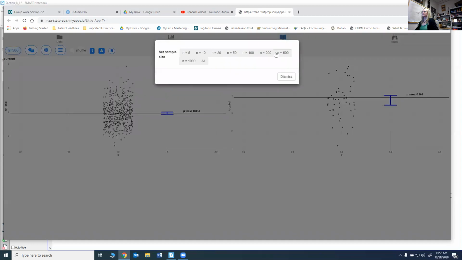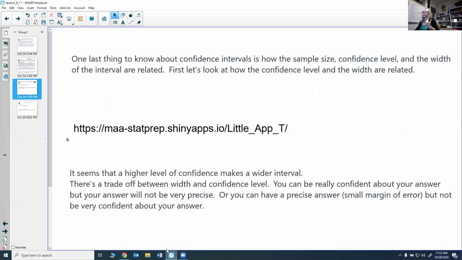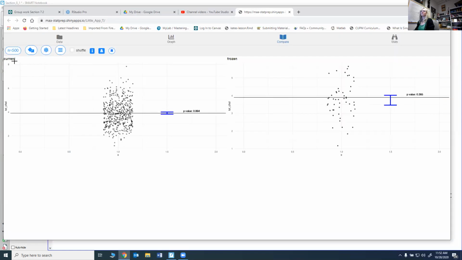Again, I'll go back to the 500. Notice my width is really, really small compared to this one here. So I can see that when I have more data, I get a tighter interval. And that makes sense, because when you have more data, you should have a tighter interval. We're also going to look to see what happens when the confidence level is changed. So let's go back and look at that.